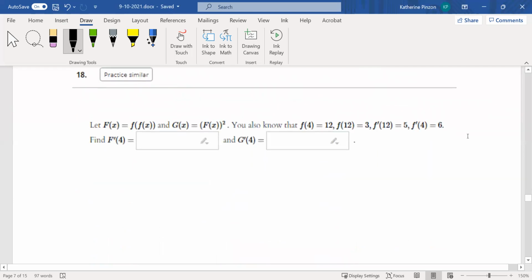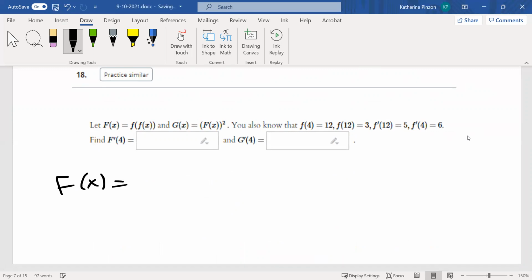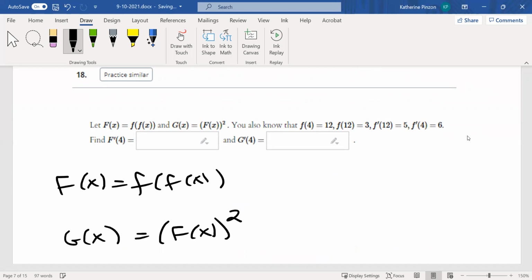Okay, 18. Capital F is this guy. And capital G is this guy. Yuck. And you know all these things. Okay, it says find capital F prime of 4. How do you take the derivative of capital F? How do you take the derivative of this guy? Whoa. You would take the derivative of f.